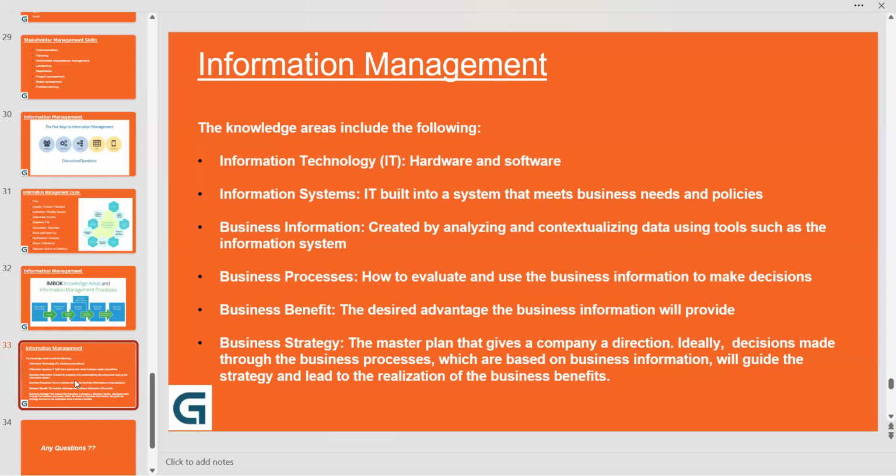So here are a few examples given that technology. Okay, so what does it include? It includes hardware and software. When we are talking about the information system, it is IT built into a system that meets business needs and principles. These are a few examples. Okay, I want you to take the screenshot because these are a little bit of theory.